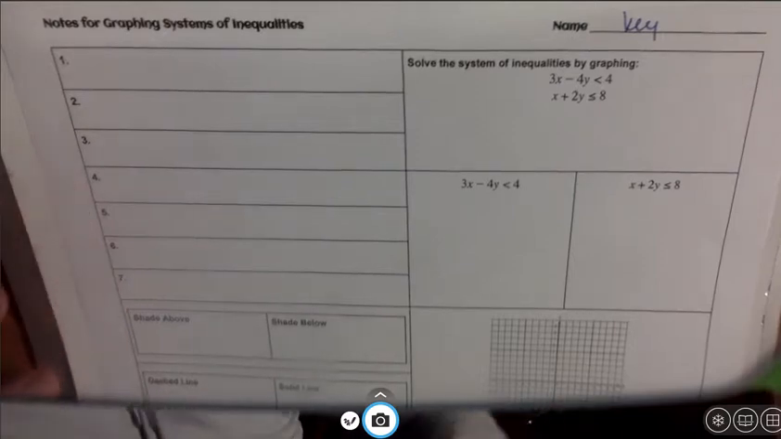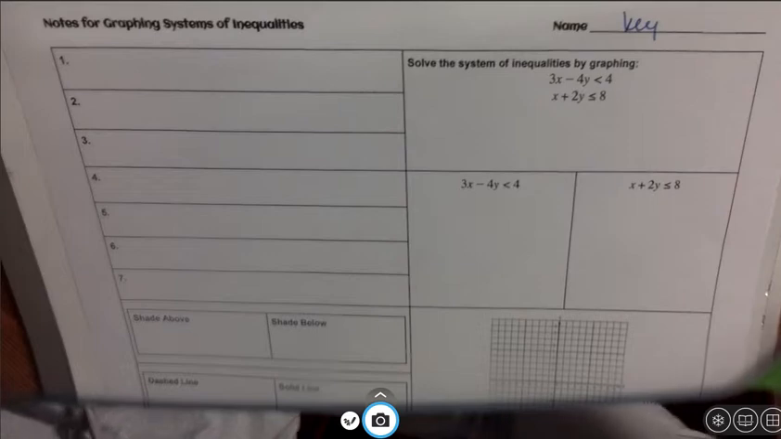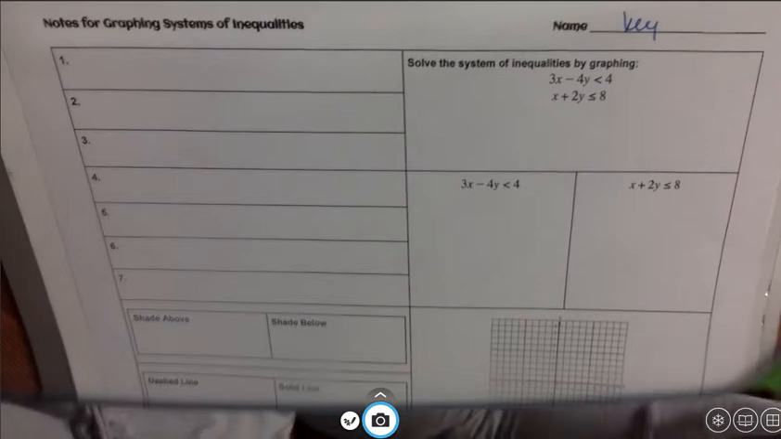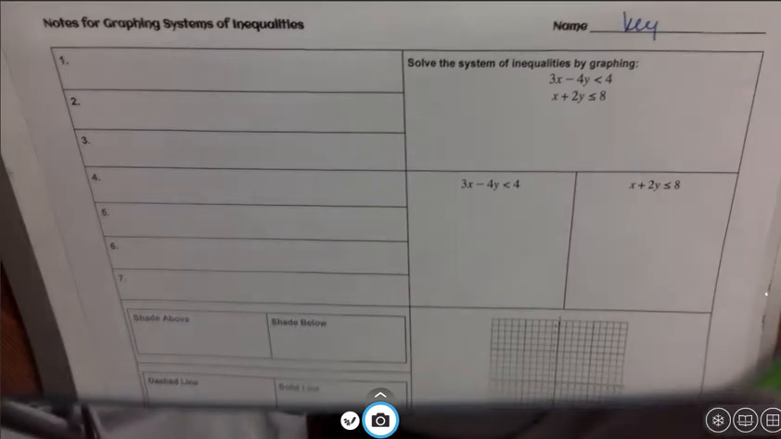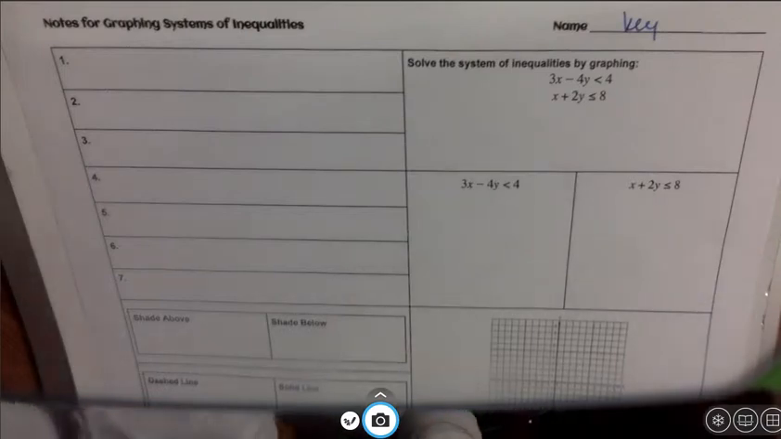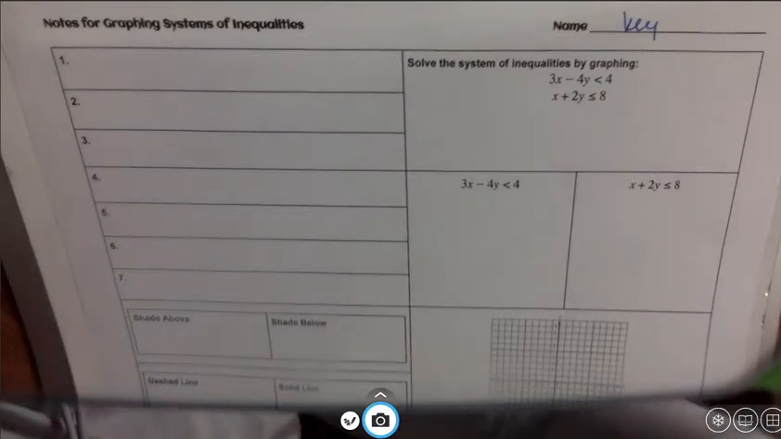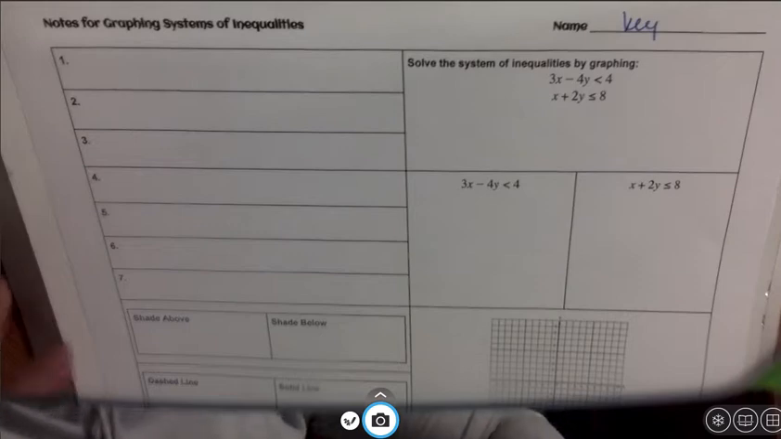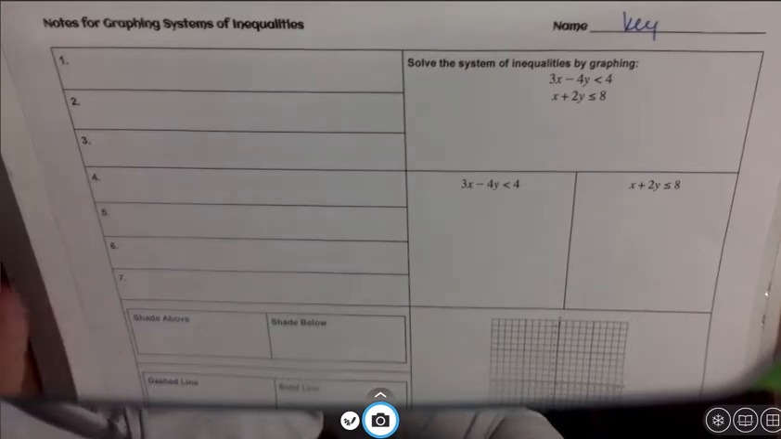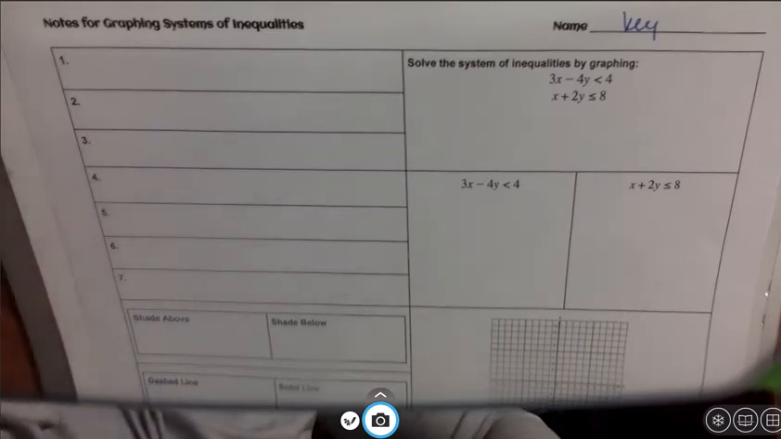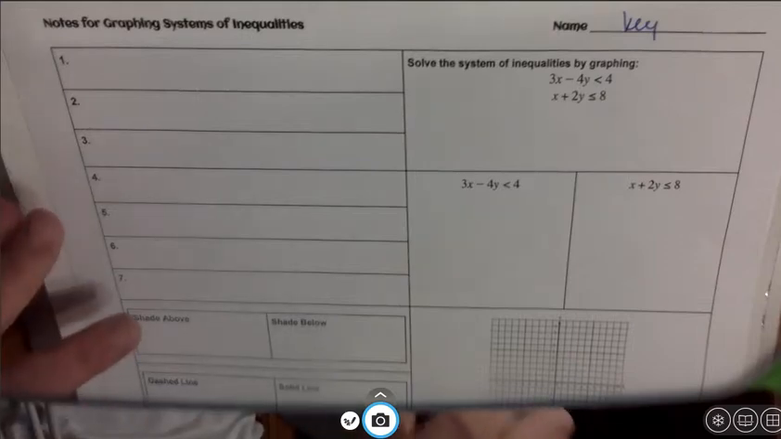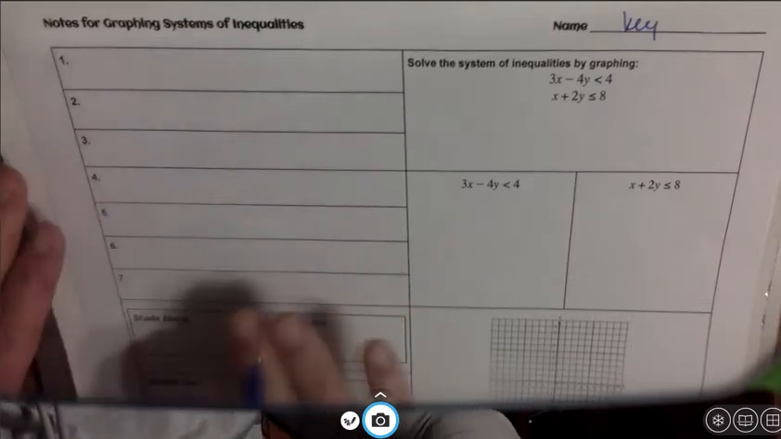All right, to start out with, when we are graphing inequalities, this is going to be graphing systems of inequalities. This is a lot like graphing just one inequality, except we're graphing both of them on the same graph. So a few things that I want you to pay attention to are the same things that we've been paying attention to when we've graphed just a simple inequality. But we'll make it very clear through this graphic organizer.